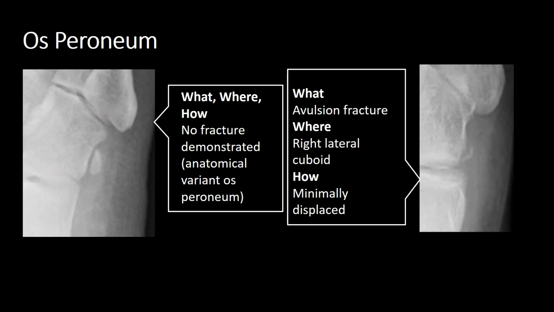So how do we describe this? On the left, where, what, how, no fracture demonstrated, anatomical variant os peronium. On the right, what is it? It's an avulsion fracture. Where? Right lateral cuboid. How? Minimally displaced. Let's move on.